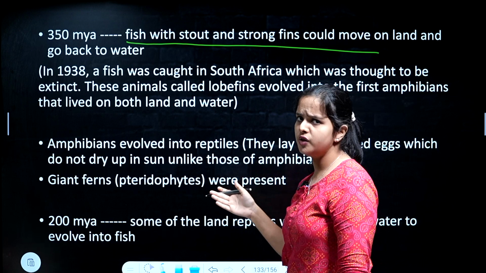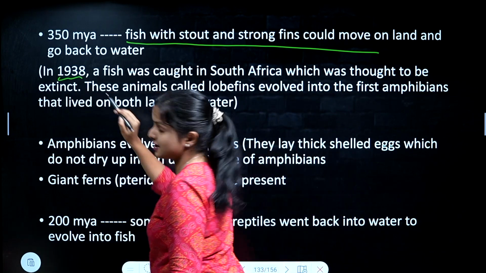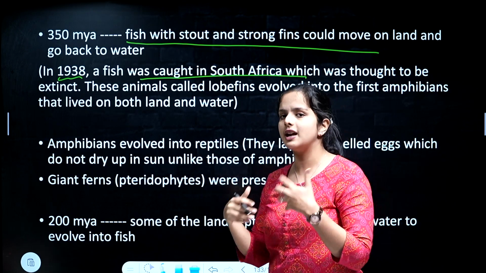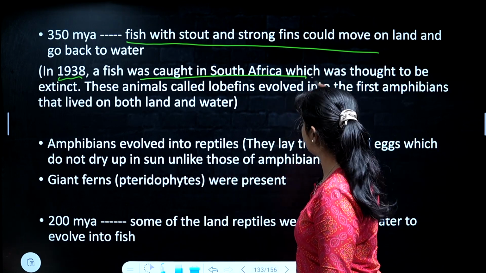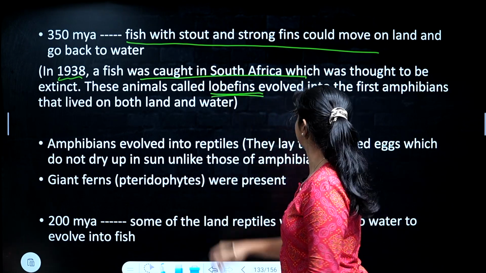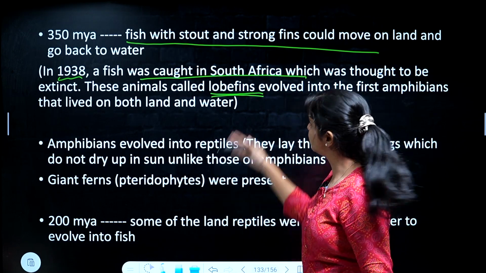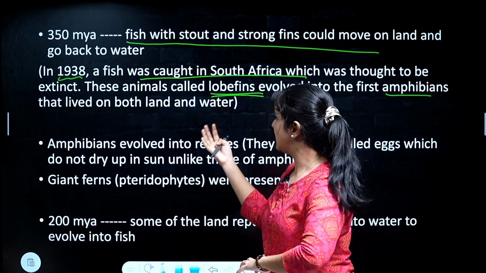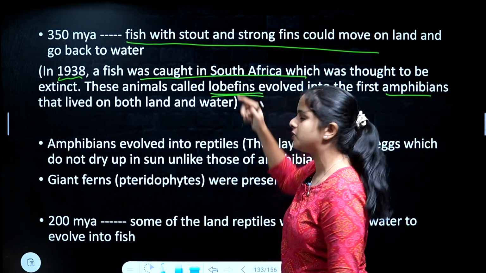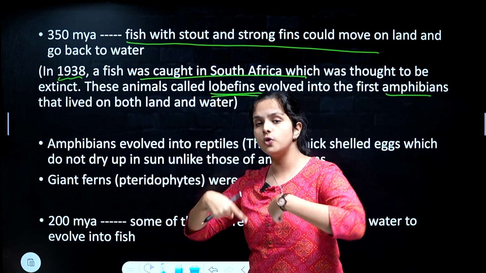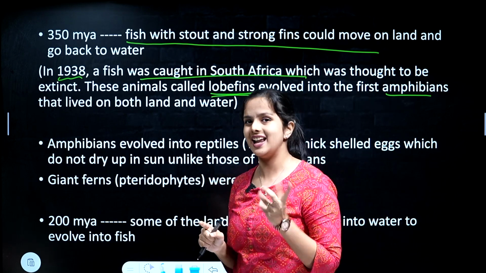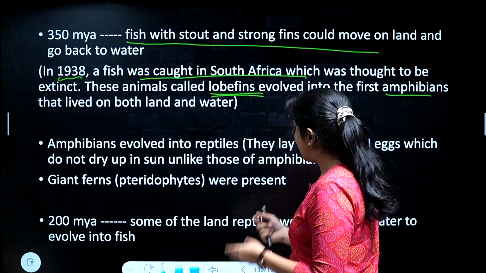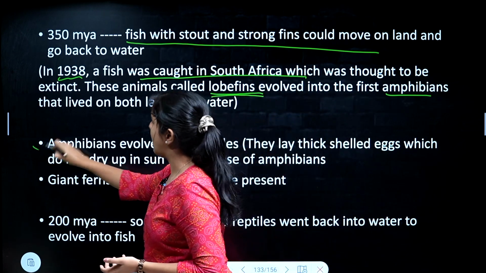How did we know that? In 1938, a fish was caught in South Africa which was thought to be extinct. These were known as lobe fins. This later evolved into amphibians that lived on both land and water. So that's how we know that fish with strong fins could move outside onto land and then go back to water like amphibians. We got the evidence from South Africa. And later, in 350 million years ago itself, amphibians evolved.